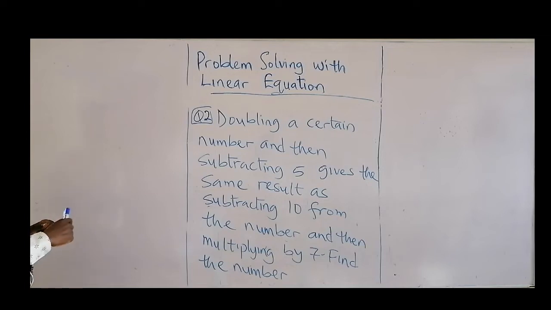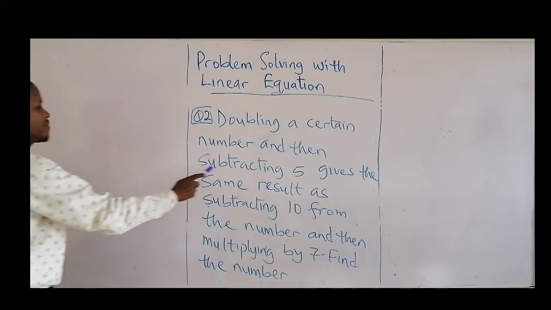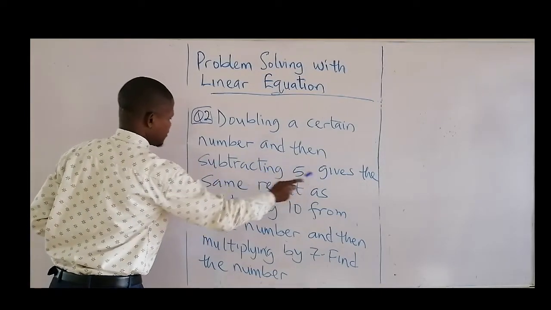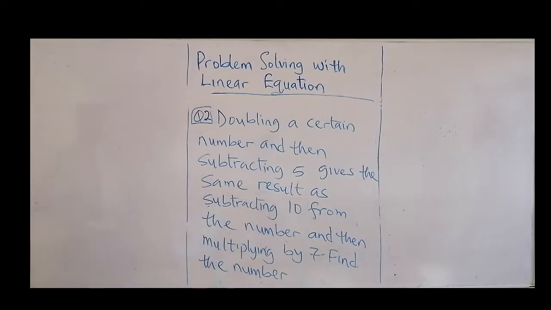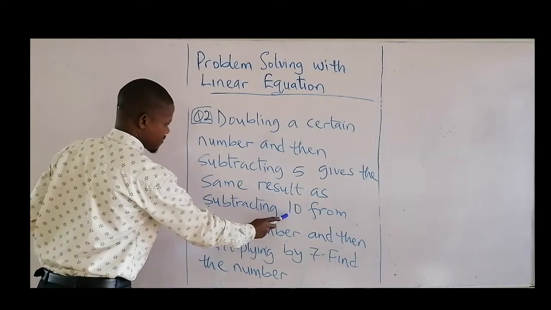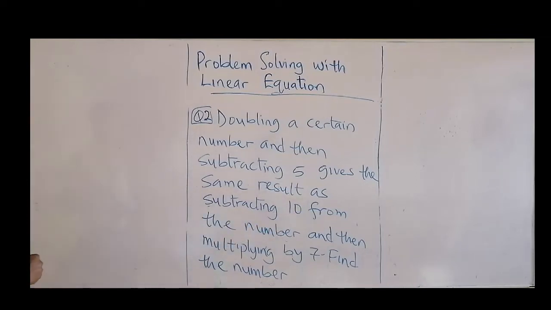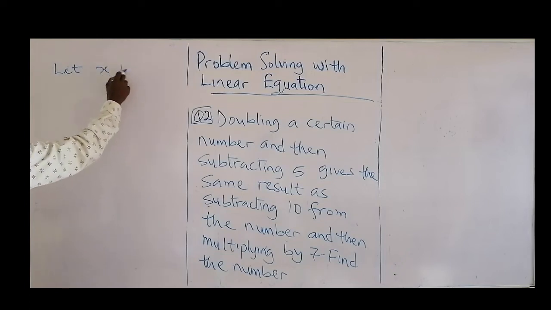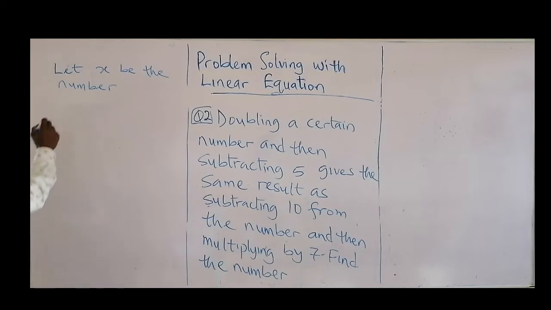Question 2, we have: doubling a certain number and then subtracting 5 gives the same result as subtracting 10 from the number and then multiplying by 7. Find the number. So what we'll do is let x be the number. That's the first step. Then double that number. That will be 2x. When you double it, then subtract 5. You have this expression.